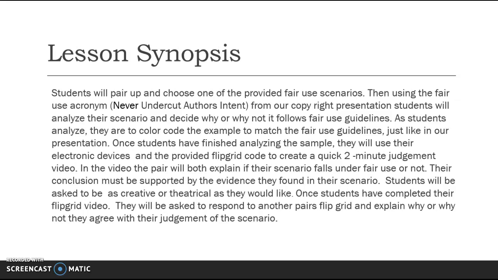Once students have completed their Flipgrid video, they will be asked to respond to another pair's Flipgrid and explain why or why not they agree with their judgment of the scenario using evidence that they heard.